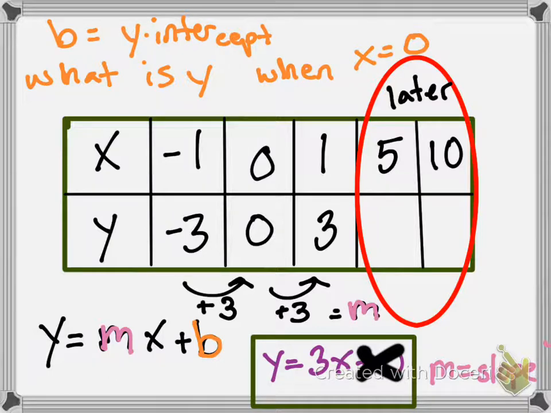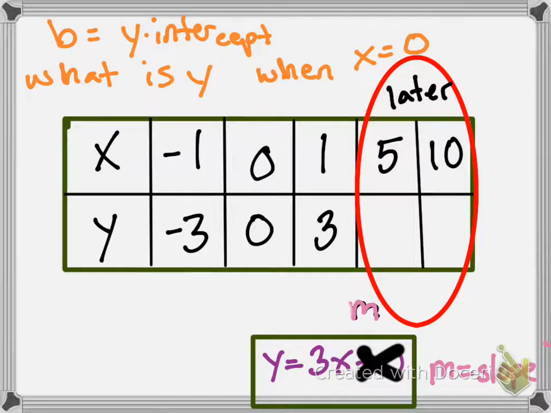This is when we do our plug and play. So, for this, we have our equation. Y equals 3x. I want to solve when x is 5. When x is 5, all I do is plug it into x. So instead of having an x there, I'm going to put a 5. What is y then, Nathan? 15. Perfect. 15.